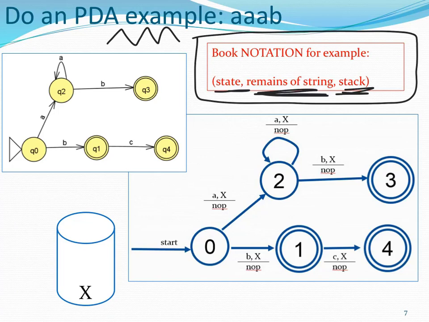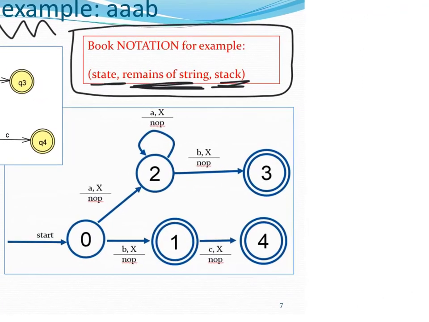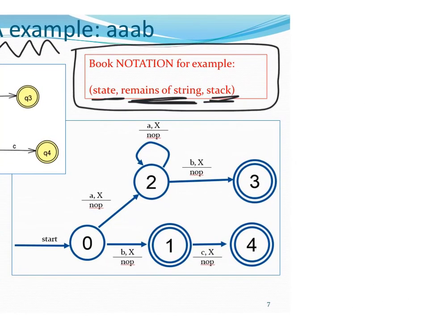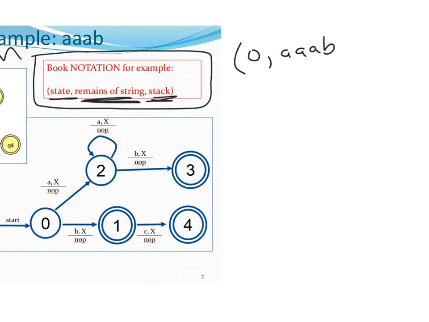I could try and write it here on the stack, but it's going to get messy, and this way you can follow an example afterwards. So let me slide this over a little bit so you can see. We're looking at the string AAAB. In our first step, we start at state 0. The string we have to process is AAAB, and on the stack is an X.